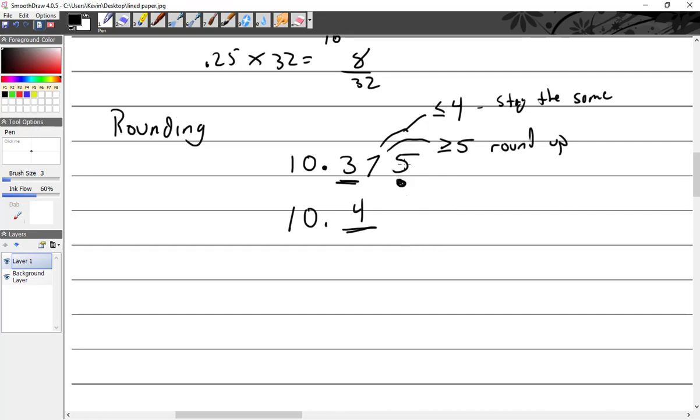Do I consider the 5 and then round the 7? No, I don't. So all of this past there is just don't care. 10.375, and I say round to the nearest ones. So which number am I going to round? The 0. I'm going to go up, down, or stay the same. Stays the same. When do I go down? You don't.